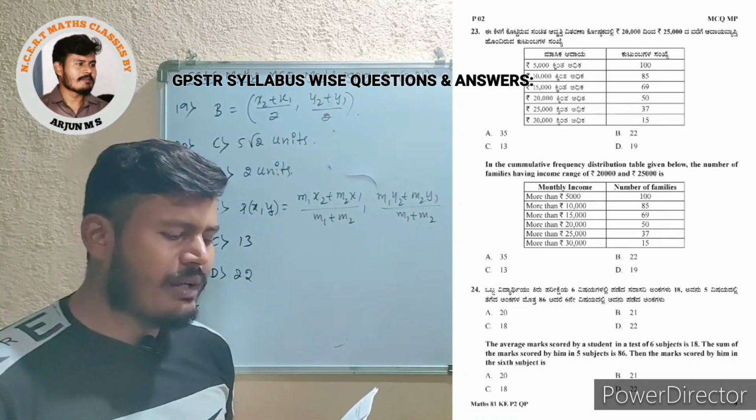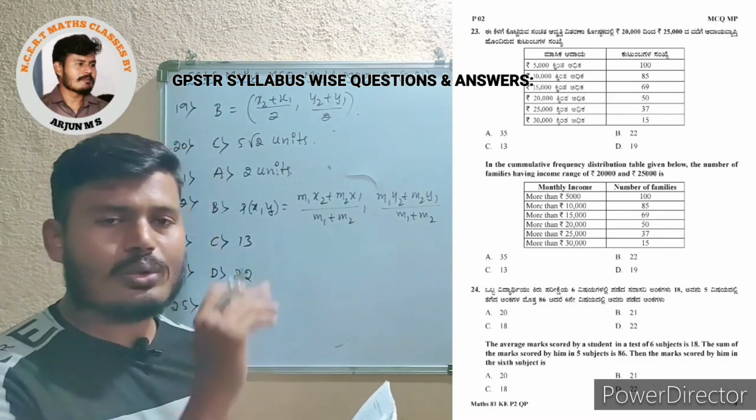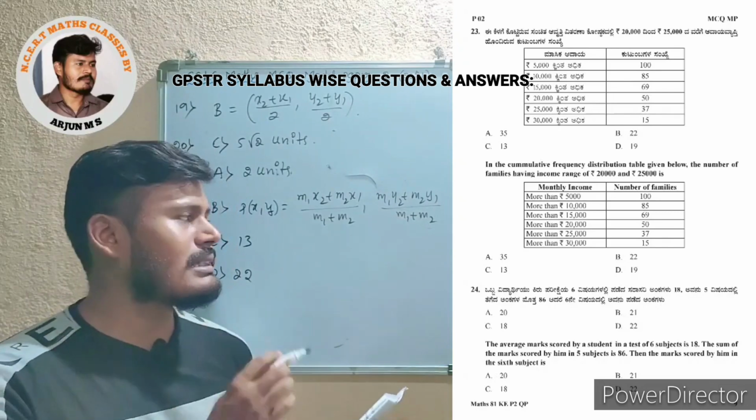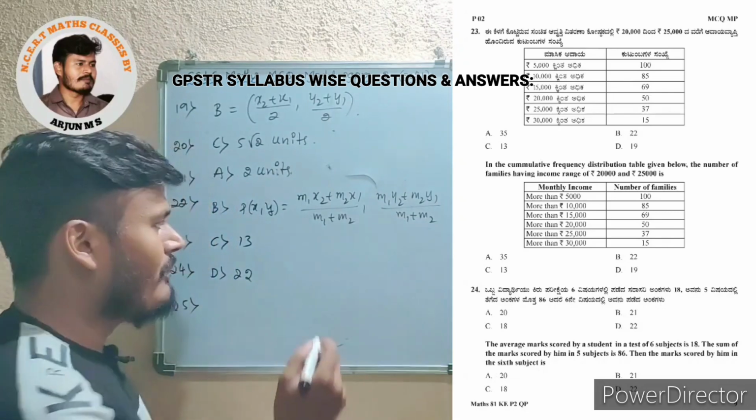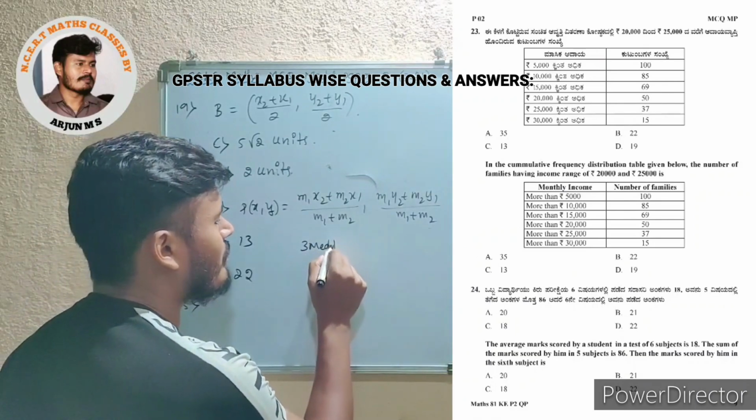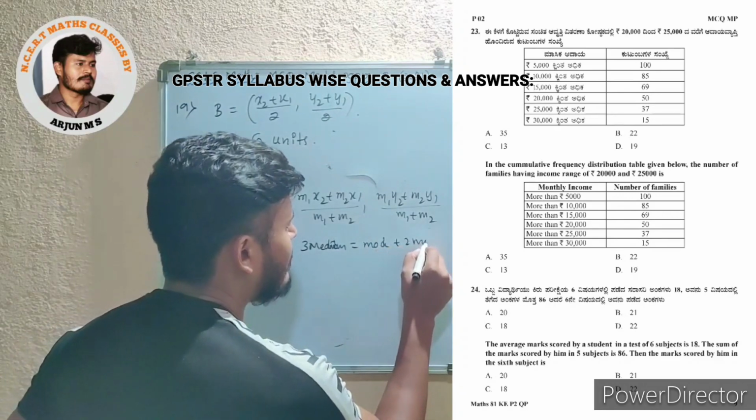The median and mode of a grouped scores are 26 and 29 respectively. Then the mean of the score is. They are given median and mode here. They are asking you to find out the mean. We have one empirical formula: 3 median is equal to mode plus 2 mean, right?